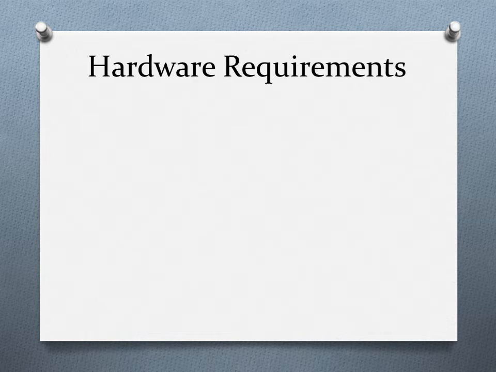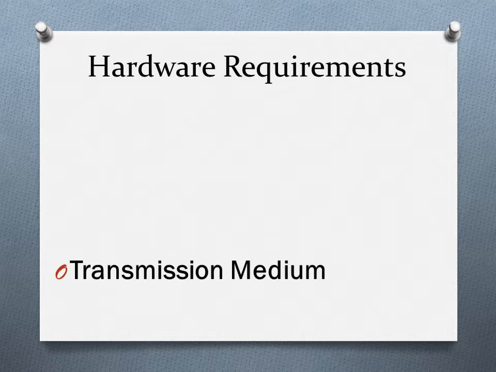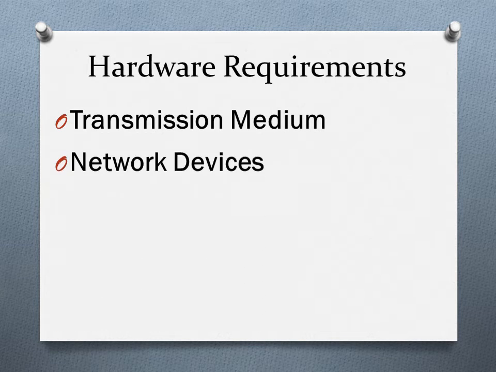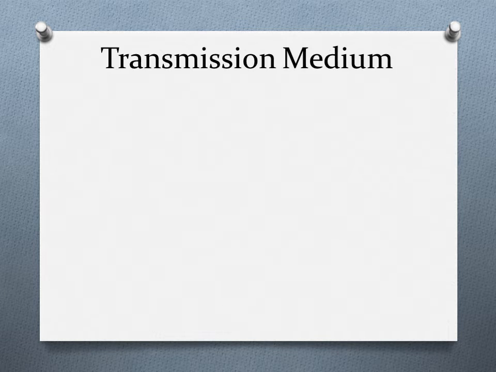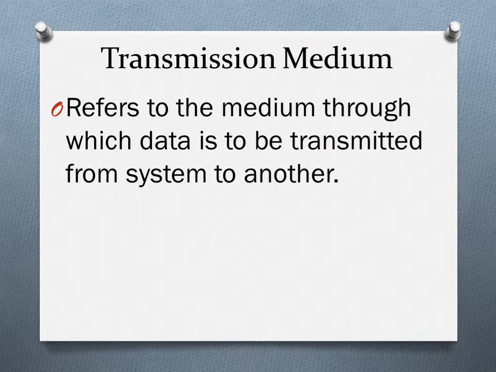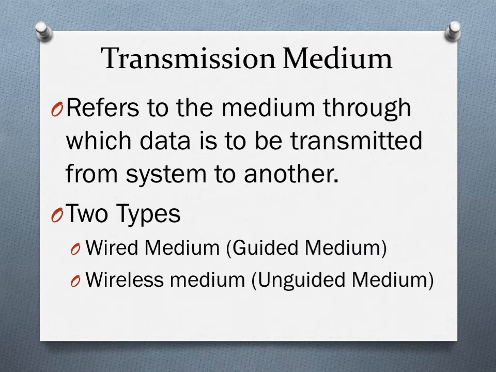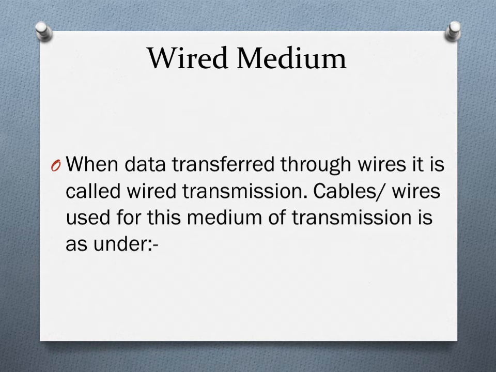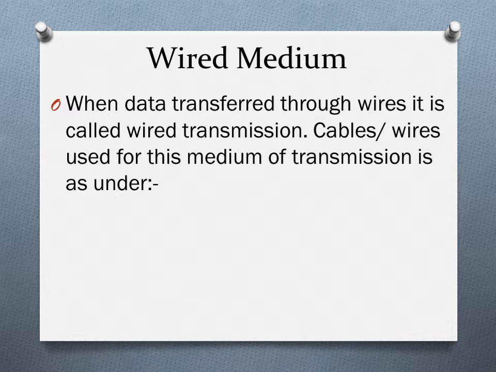Next, now to form a network, there are some hardware requirements like transmission medium and network devices. Let's discuss. First, transmission medium. The medium through which we communicate over a network is called transmission medium. It is of two types, wired and wireless. Let's first discuss wired medium. When data is transferred with the help of wires, it is called wired or guided medium.